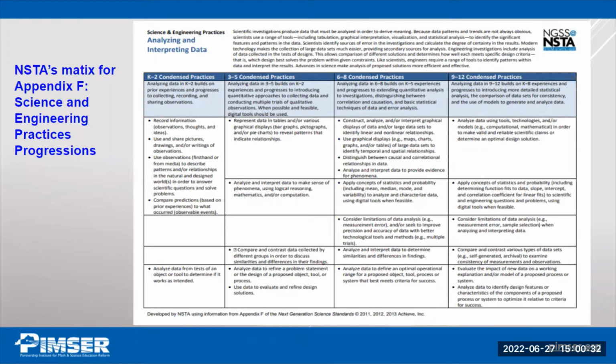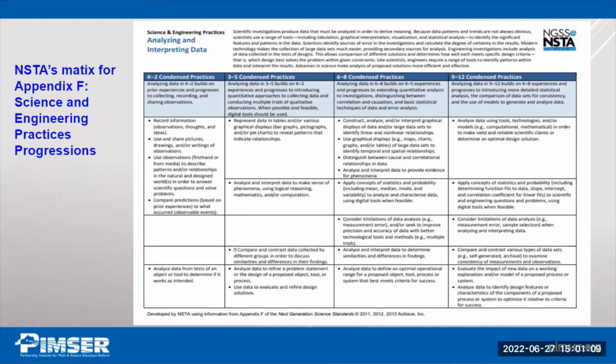In 6-8, we see more quantitative analysis, and students are working on distinguishing between causation and correlation. Students use statistical techniques to evaluate data and do error analysis. The elements of this practice in 6-8 show a continuing emphasis on constructing, analyzing, and interpreting data and using larger data sets to identify relationships. Students are distinguishing between causal and correlational relationships and using data as well as evidence for phenomena.